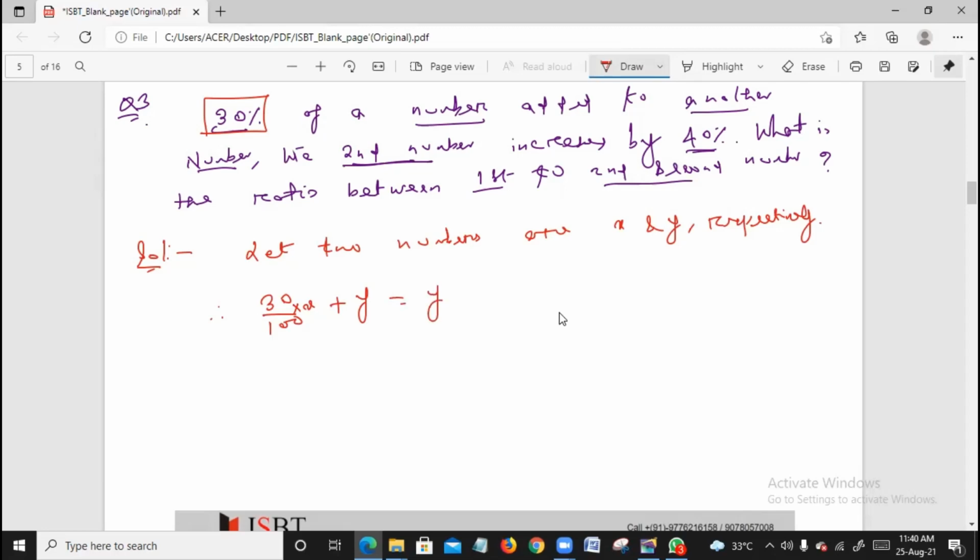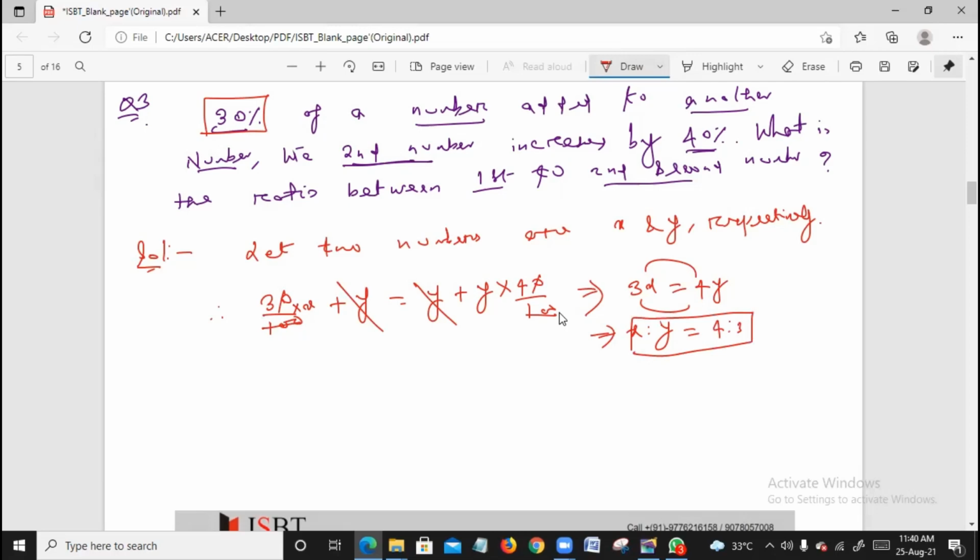Second number means क्या? Y plus y का 40%. Okay, this one cancel. 100 cancel, 0 cancel. Now we get 3x is equal to 4y. So xy means क्या है? रिवर्स हो जाएगा 4:3. This is the first method. पहला मेथड है.